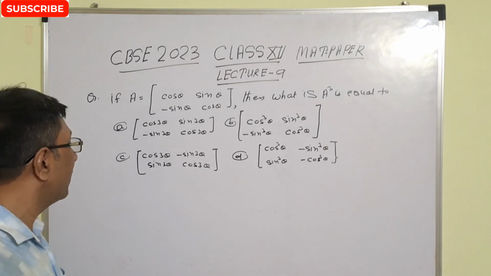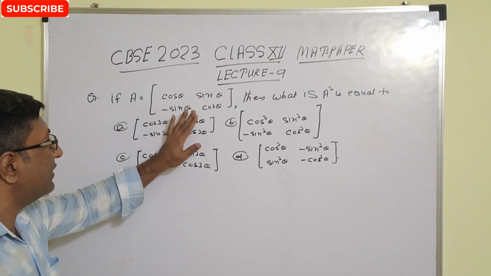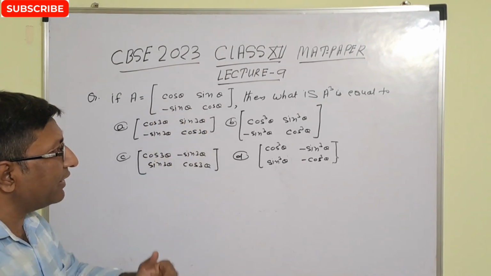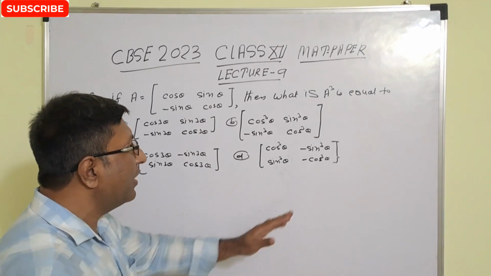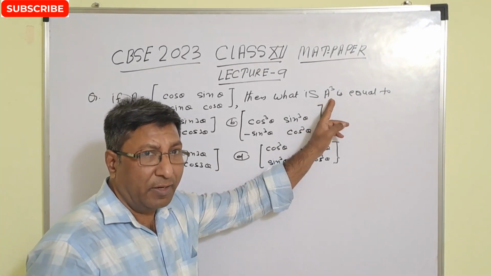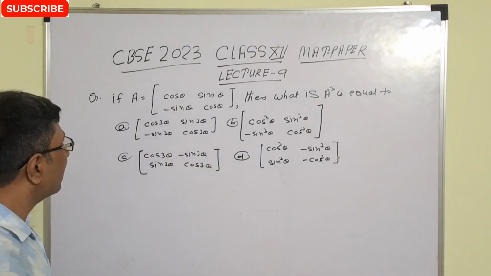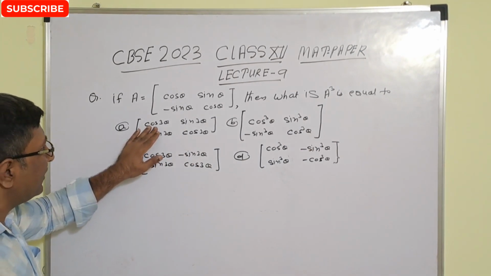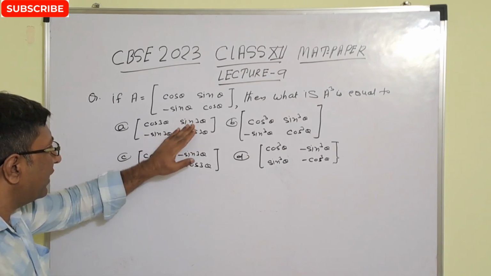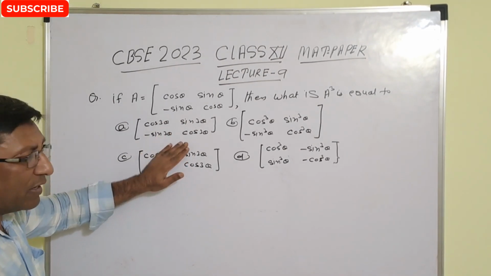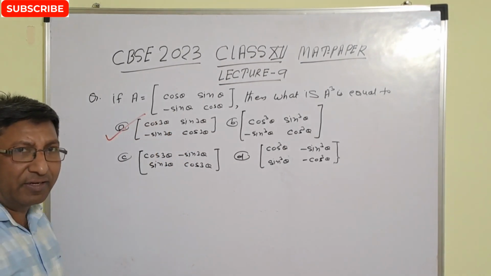Let us see the question. If A equals [cos theta, sin theta; minus sin theta, cos theta], then what is A cube equal to? For this type of question, the simple technique is what? Here A to the power 3, so multiply every theta by 3. So the correct answer is [cos 3 theta, sin 3 theta; minus sin 3 theta, cos 3 theta]. So for this type of question we can do it very easily. So the correct answer is A.